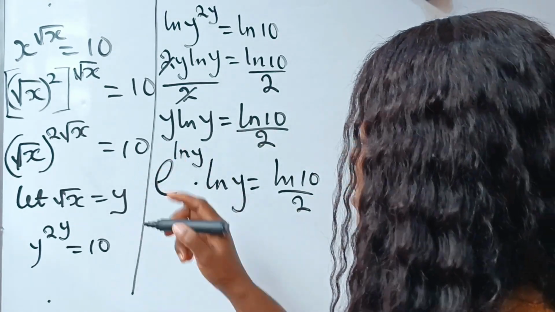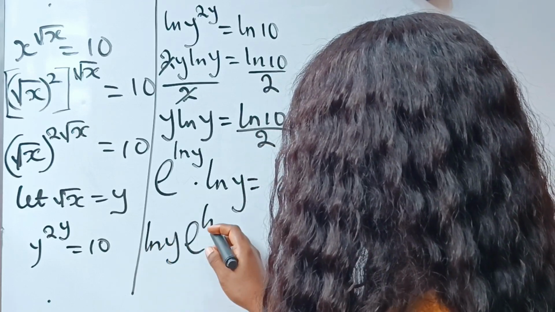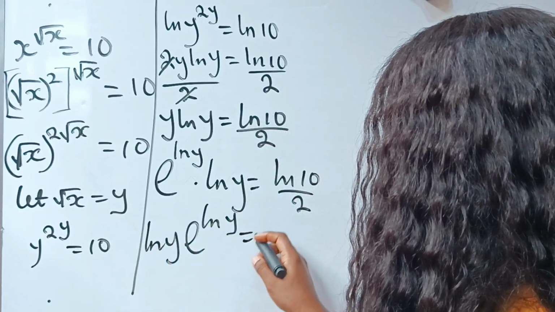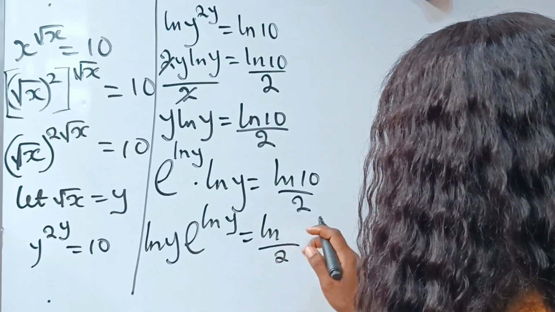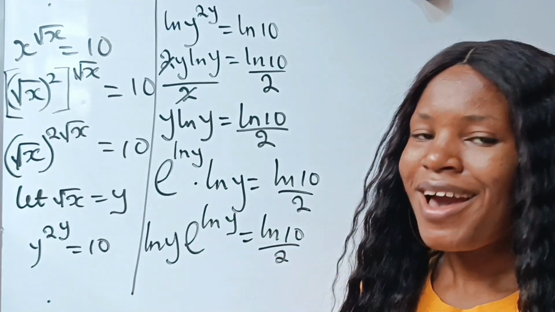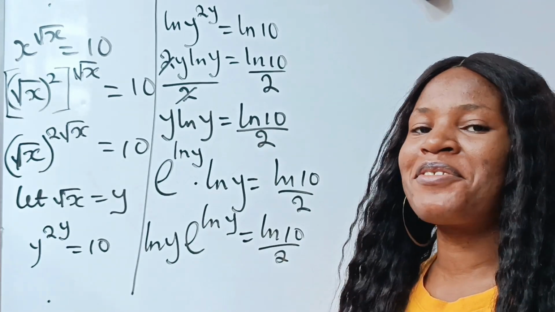Now let me bring this to this side. If I do that, I will have ln y multiplied by e to the power of ln y is equal to ln 10 divided by 2. Now if you have been my follower all this while, you will know where I'm driving at. Yes, the lovely Lambert W function.